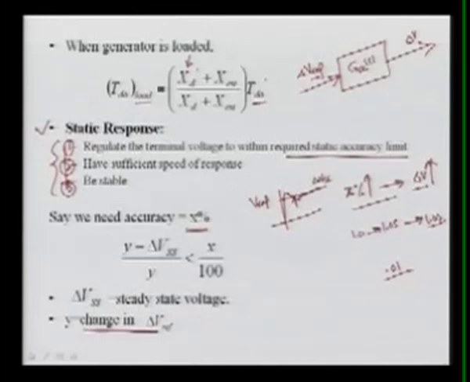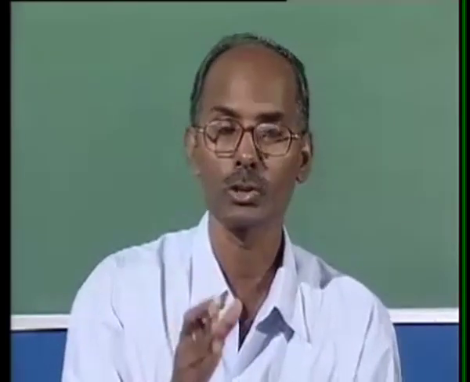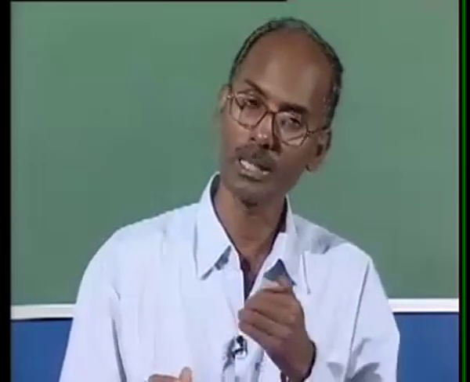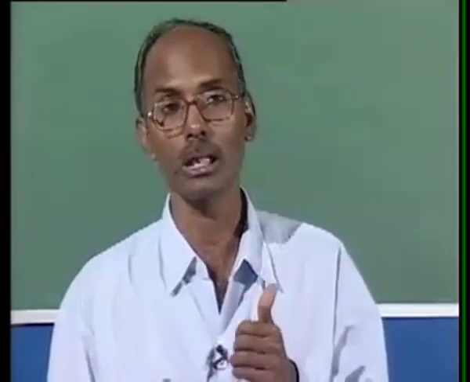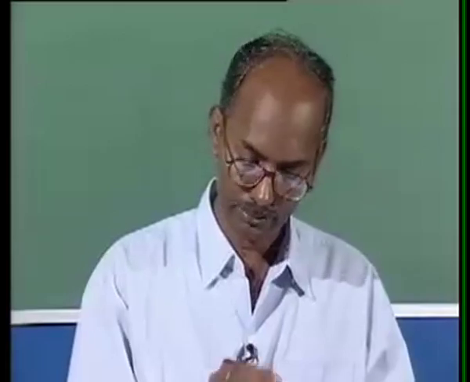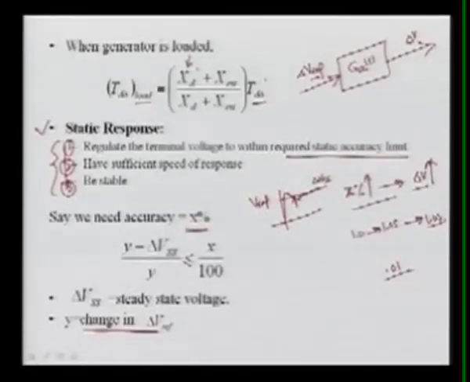So this VSS, input minus output divided by input, should be less than or equal to X%, means X upon 100. If you want 100, then we can say it is equal to X upon 100. But if your accuracy needs X%, the system error should always be less than or equal to that value. So we want X% accuracy, and we can define this accuracy in this way. Here the change in VSS is the steady state voltage.